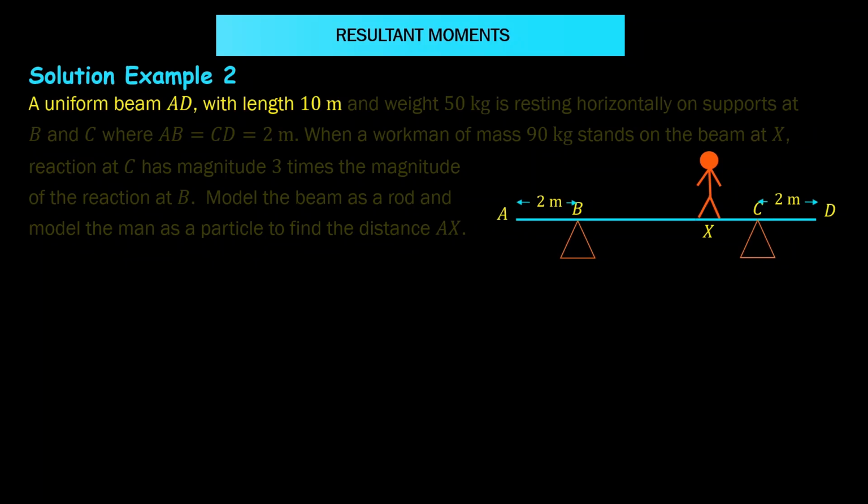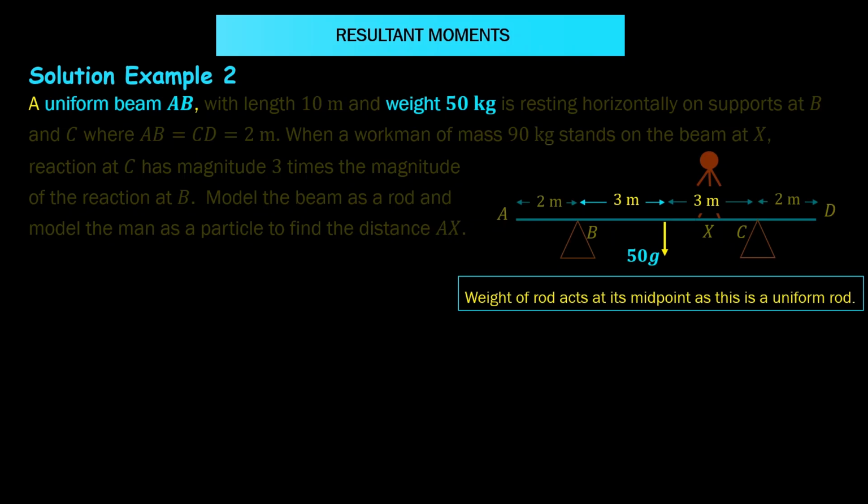Now let's consider the diagram and add some more details to it. Since the length of the beam is 10 meters and AB equals CD equals 2 meters, we have that the length of BC is equal to 6 meters. The mass is equal to 50 kilograms. Therefore, the weight of the rod acts at its midpoint since this is a uniform rod, as shown.